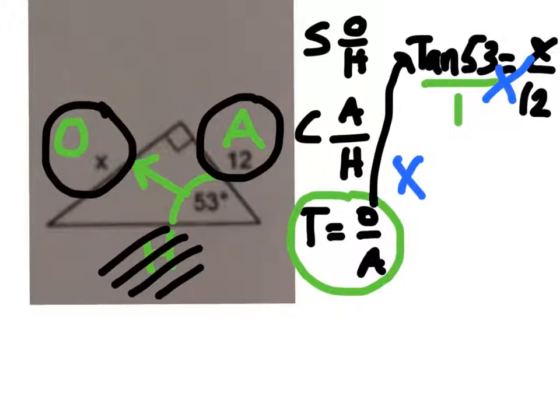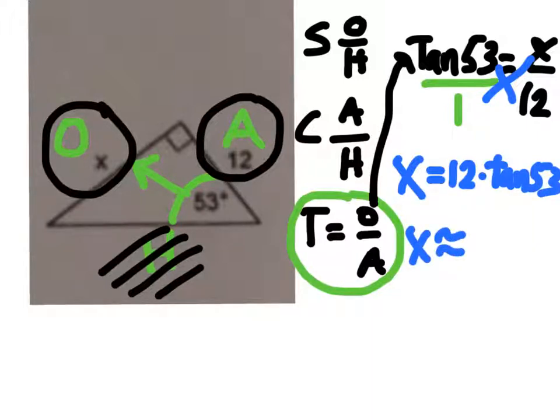X is equal to 12 times the tangent of 53 degrees. All I have to do is type it into the calculator to get my approximate answer. So 12 times the tangent of 53 comes out to be about 15.9. Kind of a coincidence. I think the last one was 15.9 as well, but it's a different picture.